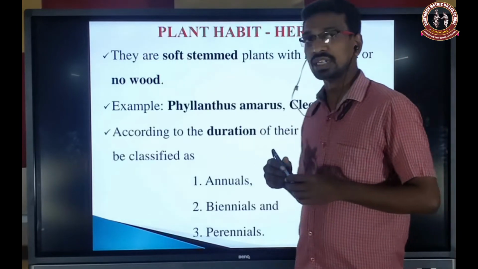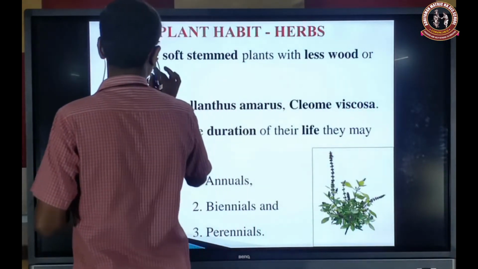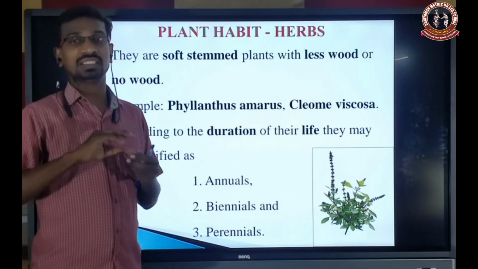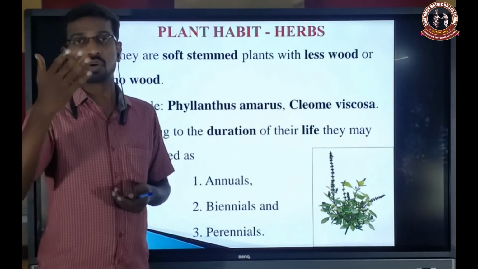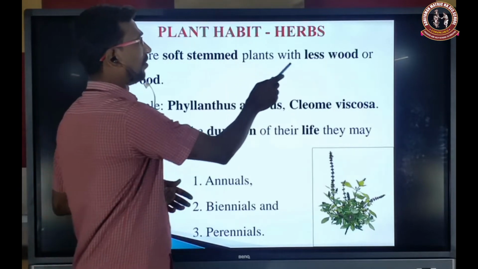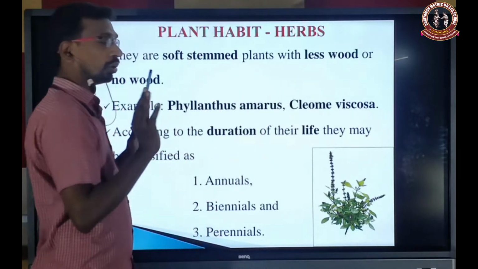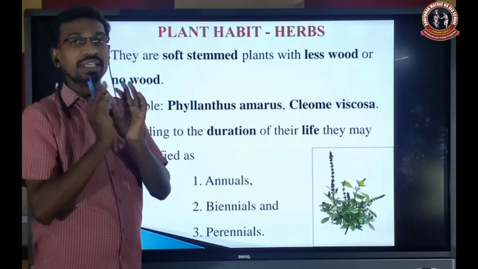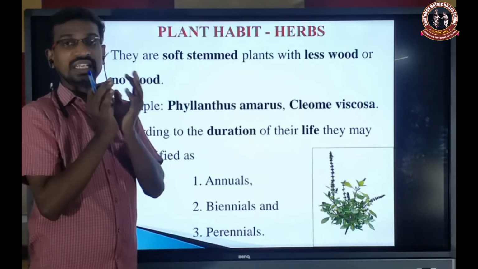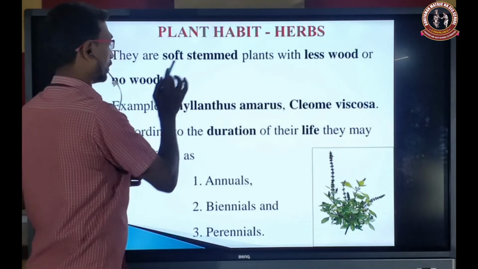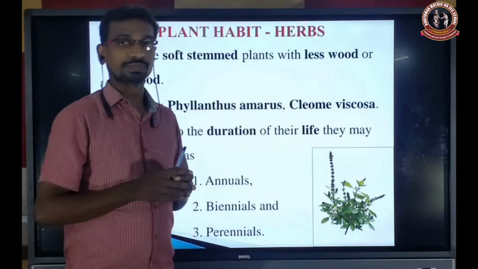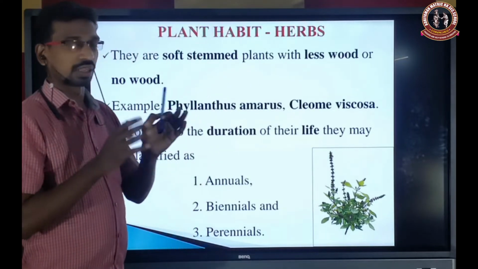Let's see one by one. The first one is herb. They are soft stemmed. The stem is very delicate and will be easily broken apart. It is not hard, with little wood or no wood. So herb plants do not have any woody stem. It is a very soft-stemmed plant. Examples: Phyllanthus amarus, Psilium viscosa. So these two plants are examples of herbs.